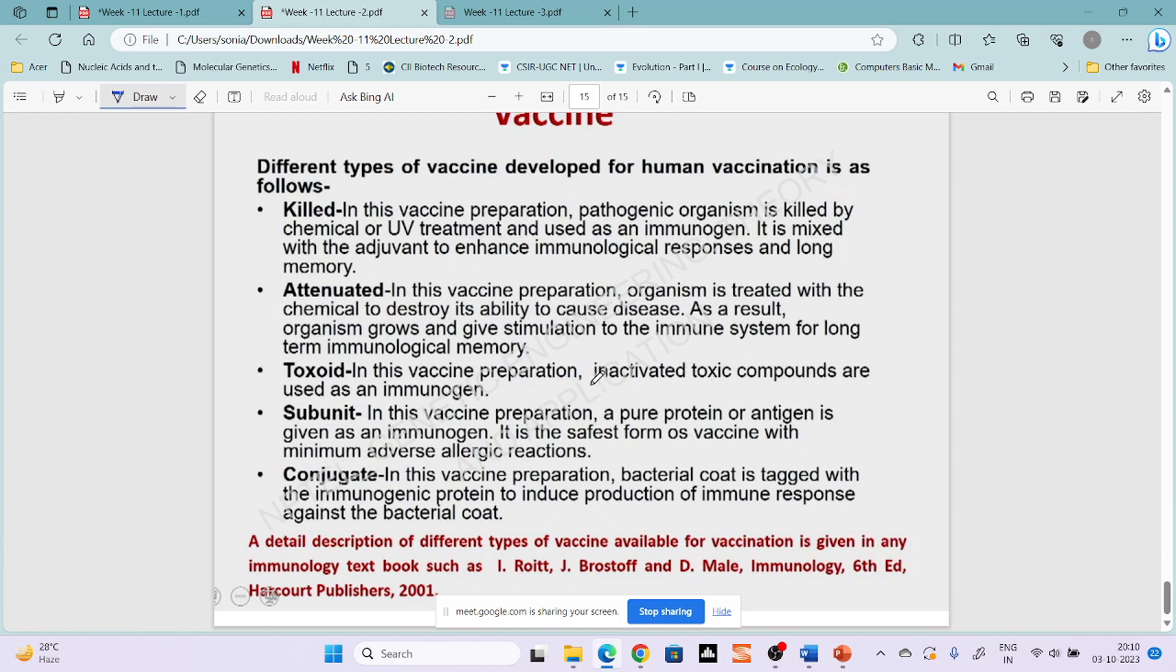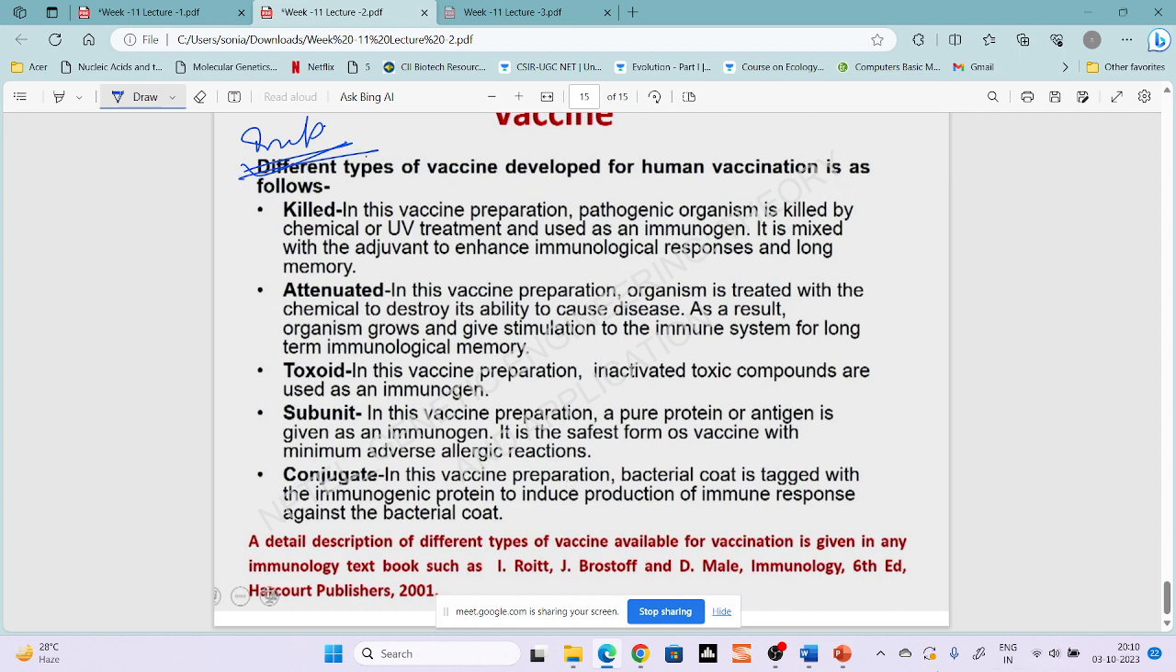Here you are giving the whole inactivated toxic compound. Here you know that in that toxic compound, this is the protein X which is responsible for the disease, and you're giving that particular portion only. Conjugate means that your bacterial coat is attached with an immunogenic protein to create a much more enhanced immune response. So basically, there are different ways and strategies in which you can create vaccines. Vaccines is also an important topic. Okay, this is also important.